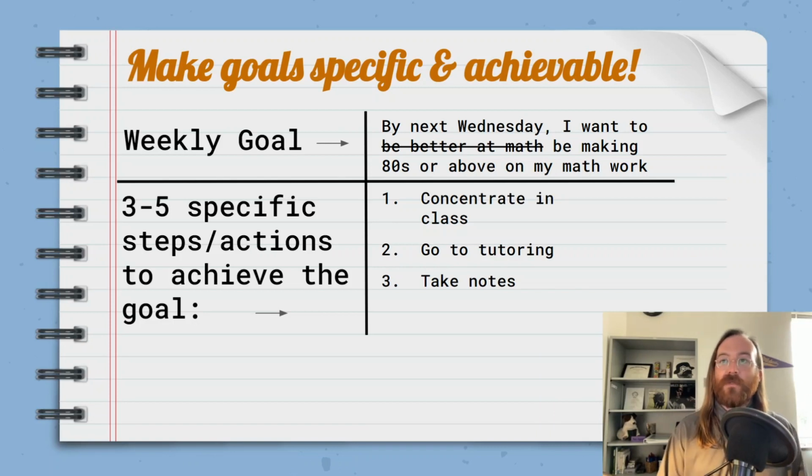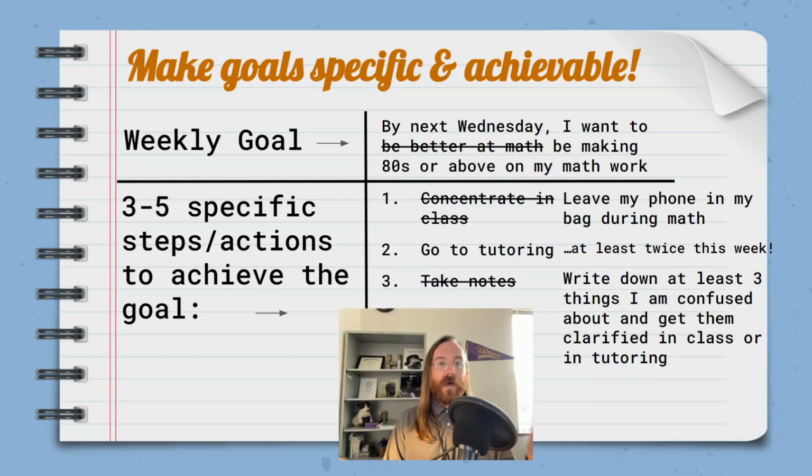So here I have examples of 3 non-specific action steps. Number 1 is concentrate in class. Number 2 is go to tutoring. And number 3 is take notes. Now I can say I concentrated in class more this week. I can say I went to tutoring this week. And I can say I took notes. But again, they're not very specific. There's no way to check them off once you finish them.